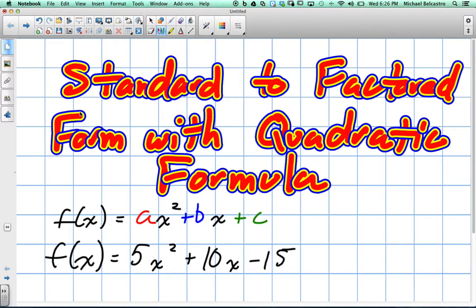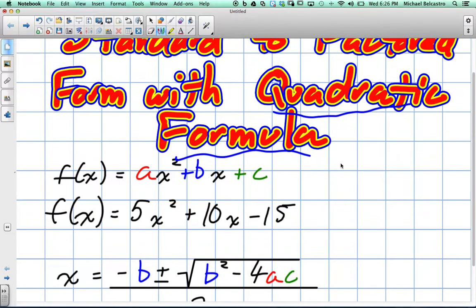Okay, we're going to go through standard to factored form. And instead of using one of the many different styles or processes of factoring, we're just going to use the quadratic formula. So we're just going to use a formula that we know will take us there. And remember, this is the idea, and I guess I should have written the other one in. This is our standard form, right? And we're going to go to a factored form.